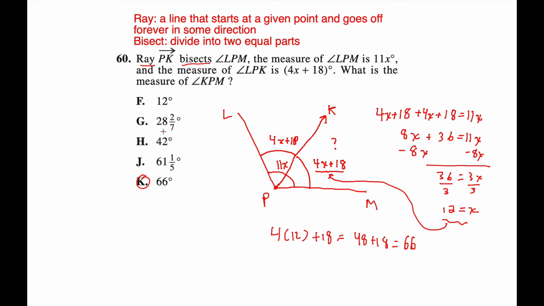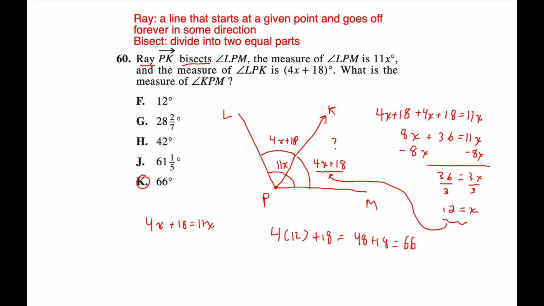And answer choice G of 28 and 2/7 could reflect a mistake in the initial equation setup. So if instead of doing 4x plus 18 plus 4x plus 18 equals 11x, we had just set one of these equal to 11x and had written 4x plus 18 is equal to 11x, and had gone ahead and solved that for x and plugged it back into the 4x plus 18, that would lead to answer choice G. And then as far as H and J, not sure what those were anticipating.